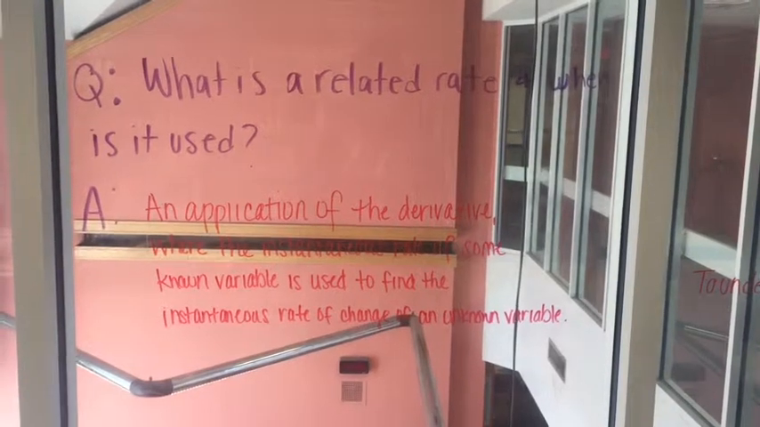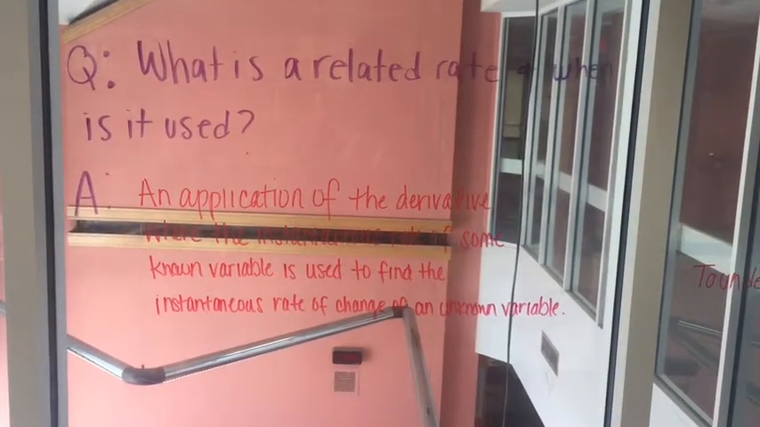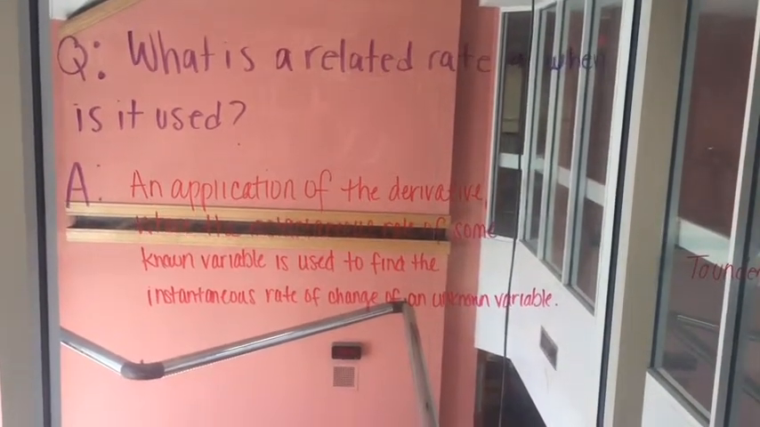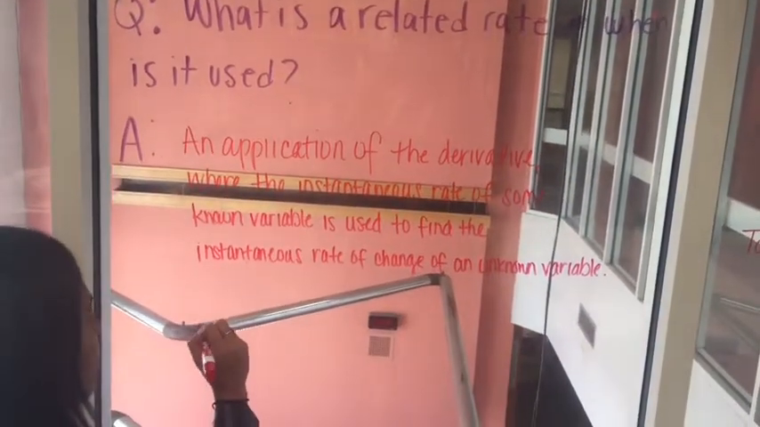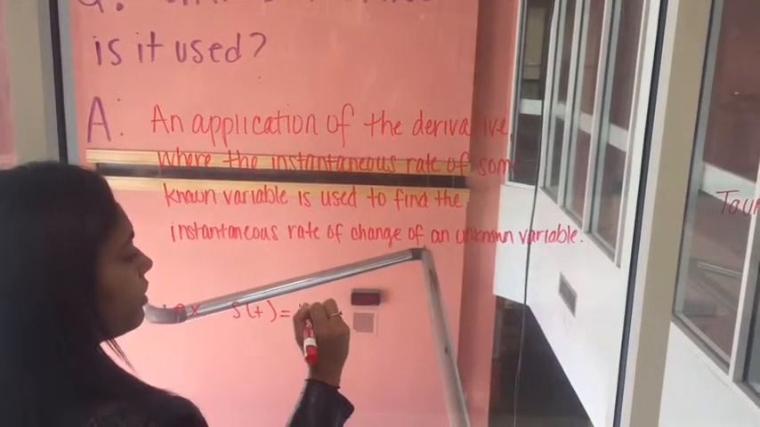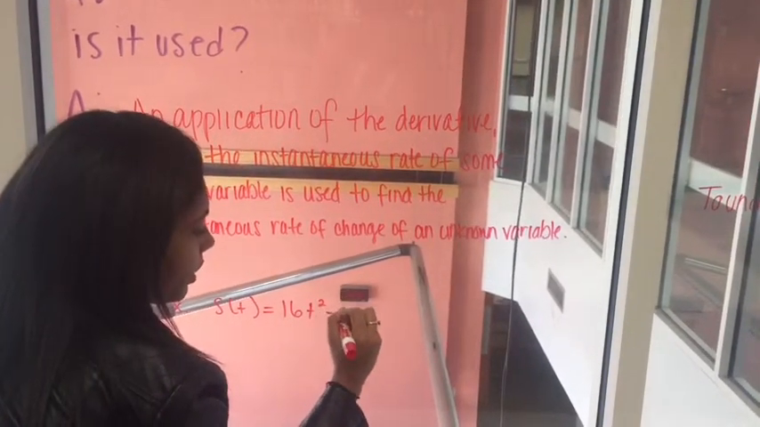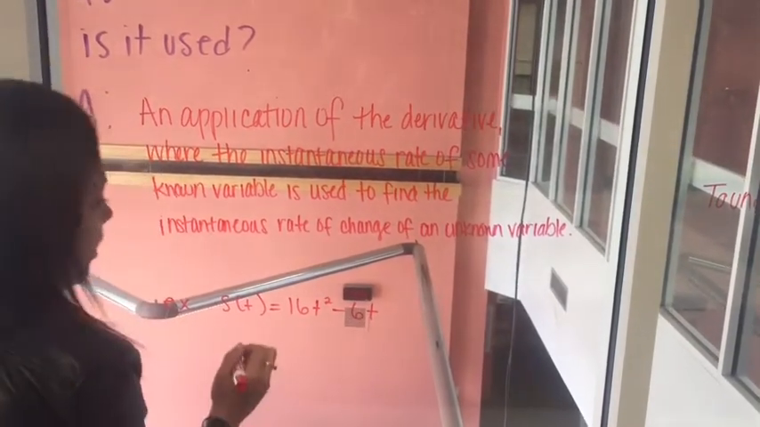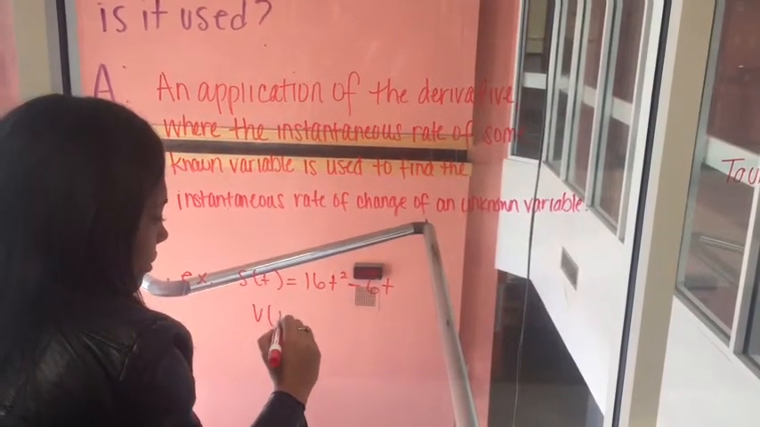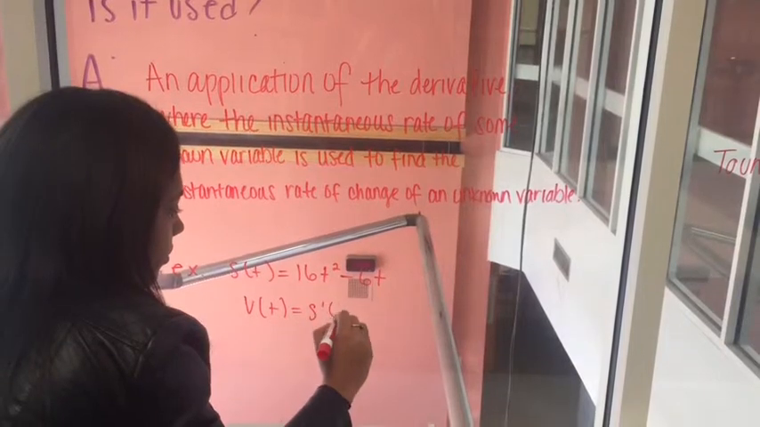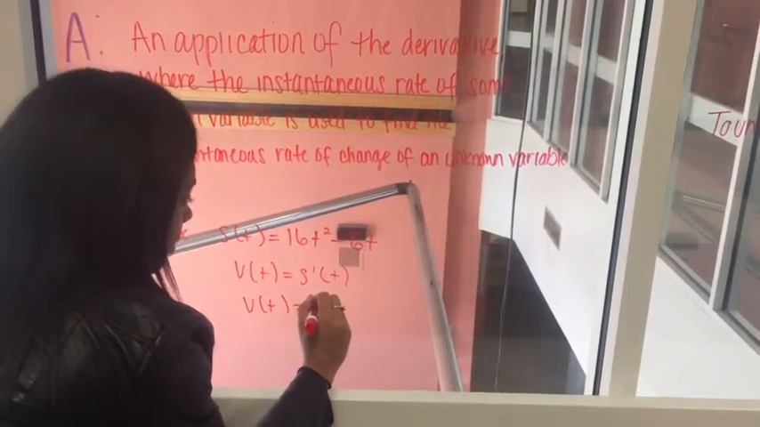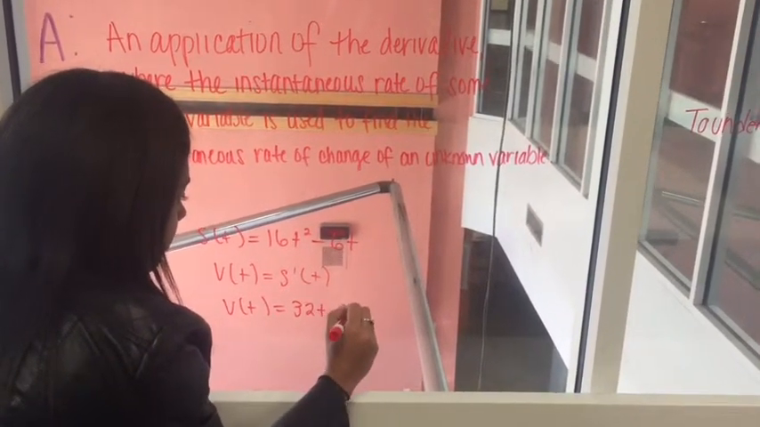A related rate is an application of the derivative where the instantaneous rate of some known variable is used to find the instantaneous rate of change of an unknown variable. For example, if you are given the position function, which would be 16t squared minus 6t, you have to take the derivative of the position function to find v of t. And v of t would equal 32t minus 6.